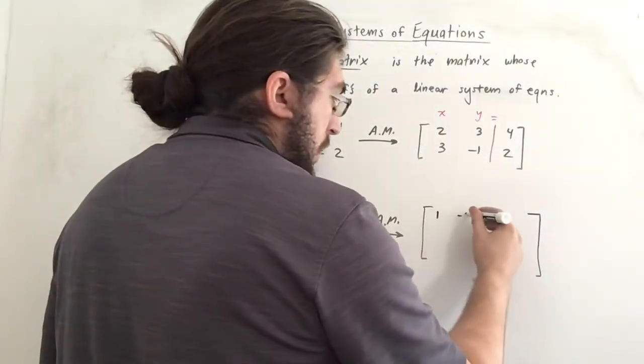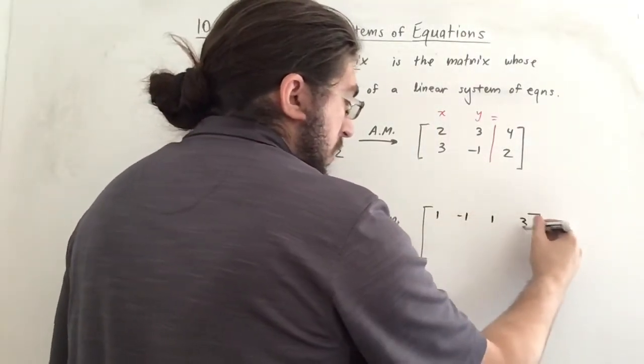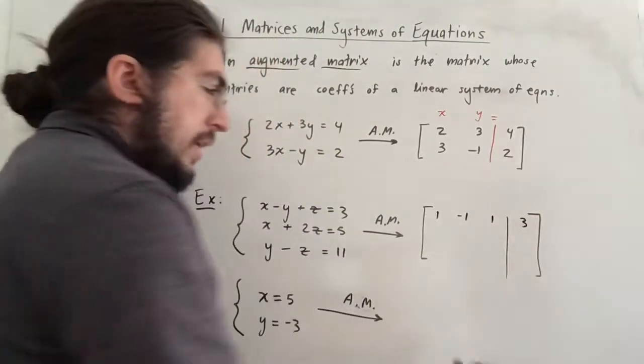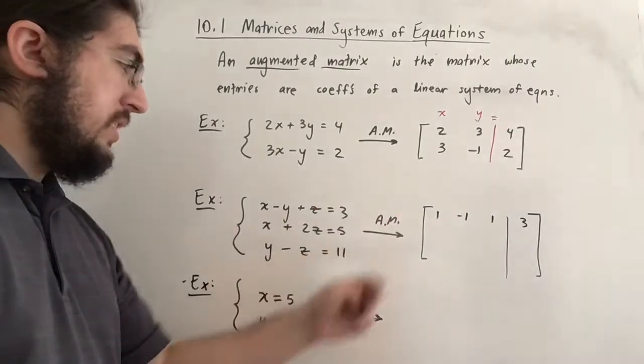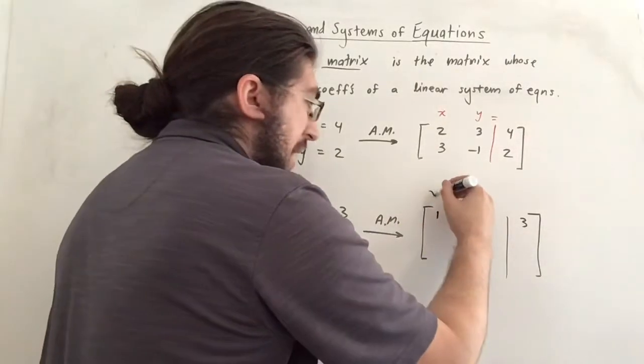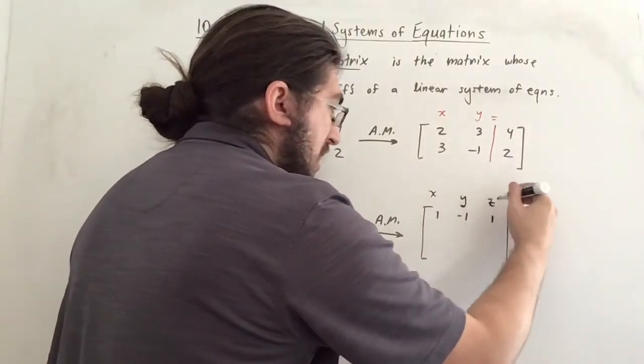Let me space it out a little bit: 1, negative 1, 1, 3, and our bar would be here, that I guess I'll do in black, that's fine. Now our second equation will correspond to the second row. And remember, we have an x column, a y column, and a z column.